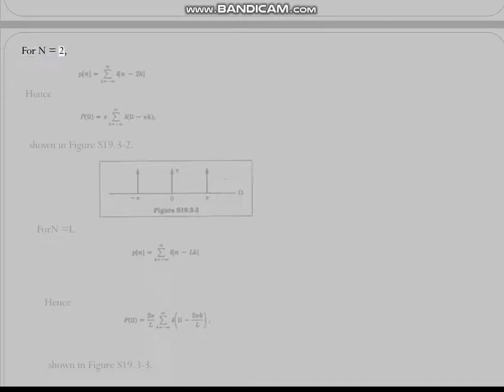For n equals 2, P(e^jω) is hence shown in figure S19.3-2. For n equals L, P(e^jω) is hence shown in figure S19.3-3.